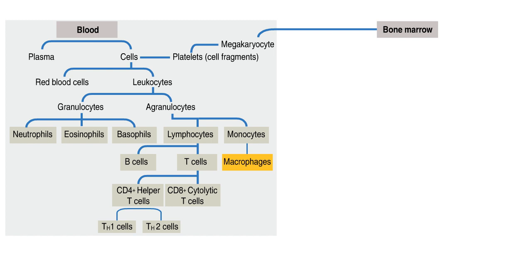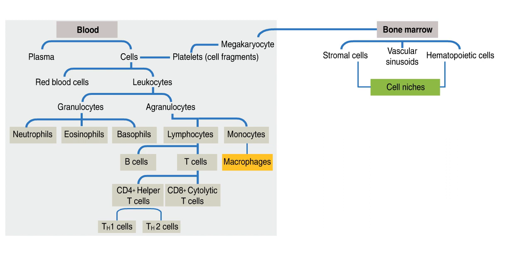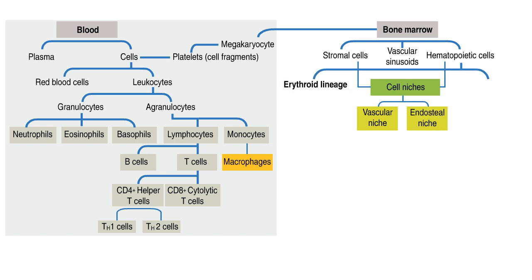The three major components of bone marrow are the stromal cells, the vascular sinusoids, and the hematopoietic cells. Stromal cells and hematopoietic cells organize cell niches near the vascular sinusoids. There is a vascular niche and an endosteal niche. The erythroid lineage gives rise to a cell progeny, resulting in the development of red blood cells. The myeloid lineage gives rise to a cell progeny, resulting in the development of granulocytes.